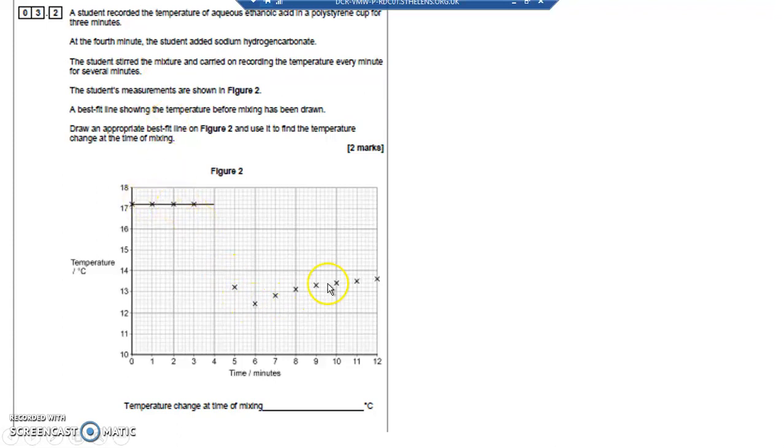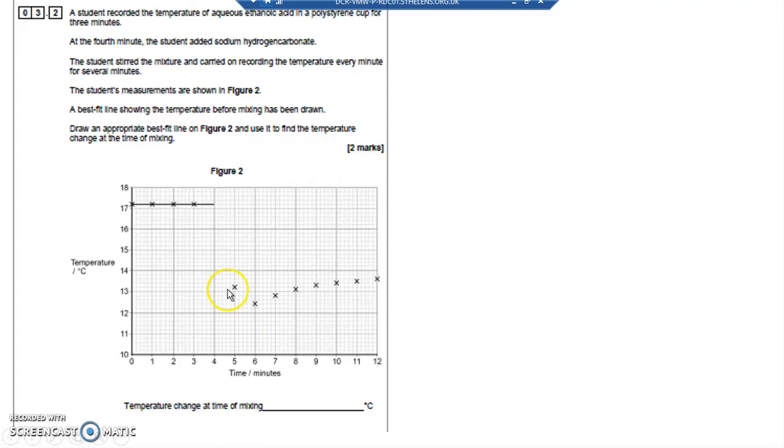I've plotted some points on the graph here, and I've extrapolated to time 4, because it says that I'm measuring the temperature in a polystyrene cup during this reaction. In the 4th minute I've got ethanoic acid in a cup, and in the 4th minute I've added some sodium hydrogen carbonate. I can't measure the temperature at the 4th minute, that's why I haven't got a reading, but I've got readings for the others that have been plotted on the curve. But I need to find out what temperature it is at time 4 by extrapolating forwards and extrapolating backwards.